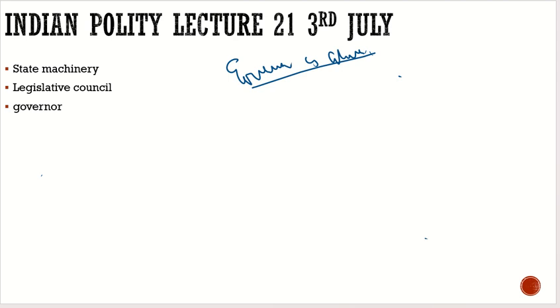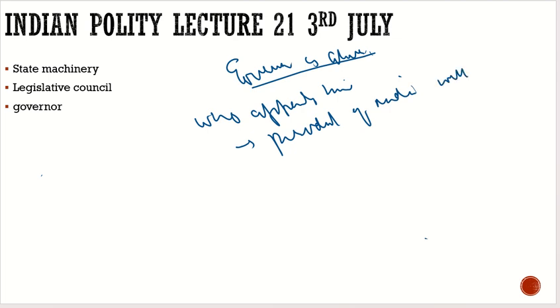First, let's see who appoints him. The president at the central level is elected, but the governor at the state level is not elected, he is appointed. And who appoints him? The President of India will appoint the governor of the state. So is it the personal satisfaction of the president? No, it would be the satisfaction of the council of ministers. They will tell him that a particular person should be the governor of a particular state.